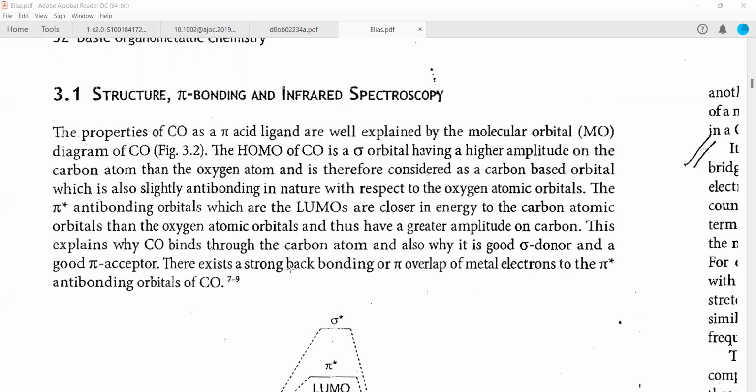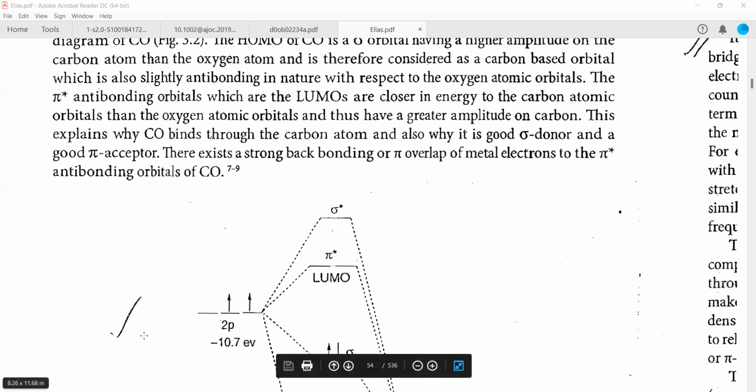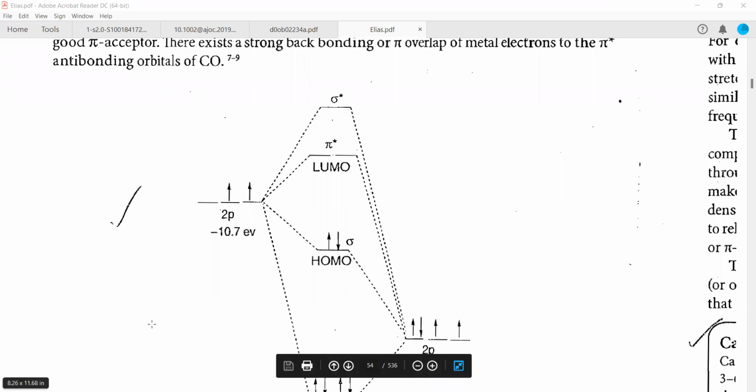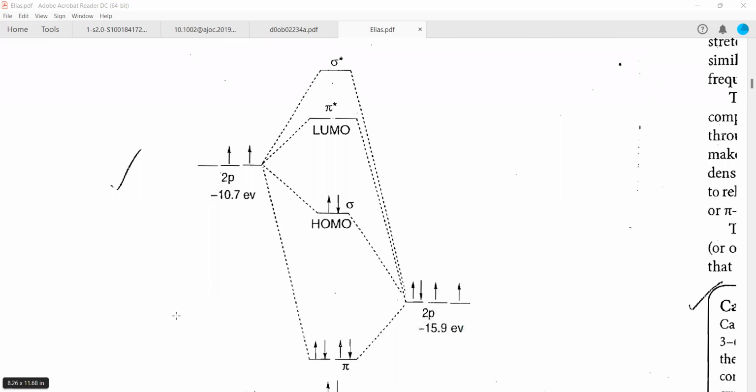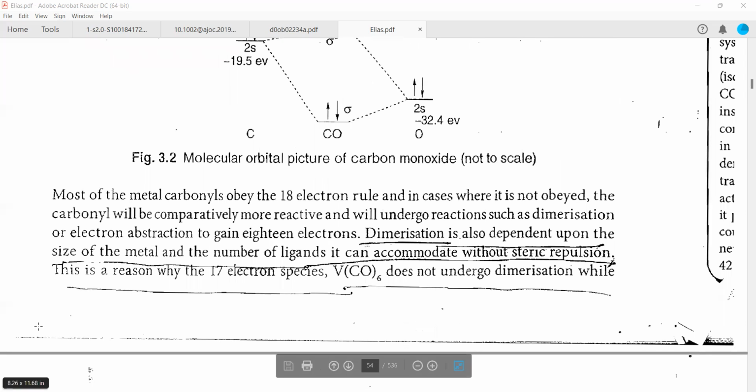Now there exists a strong back bonding or pi overlap of metal electrons into the pi star antibonding orbitals of carbon. That is why these carbonyls are such versatile ligands that they can bind with any d block element, because the overlap between the metal d orbitals and the carbonyl pi star orbitals is very, very strong. Now, most metal carbonyls obey the 18 electron rule, and in cases where they do not obey it, the carbonyls will be comparatively more reactive and will undergo reactions such as dimerization or electron abstraction to gain 18 electrons and many other things.